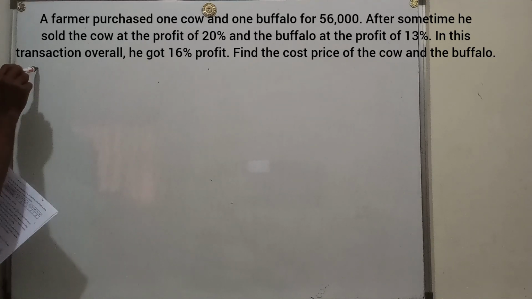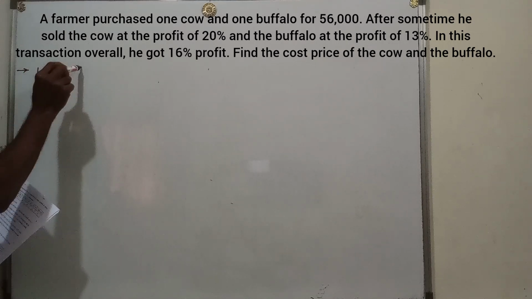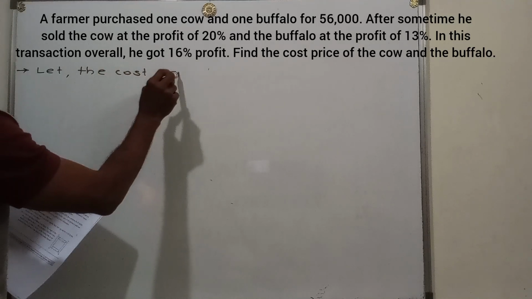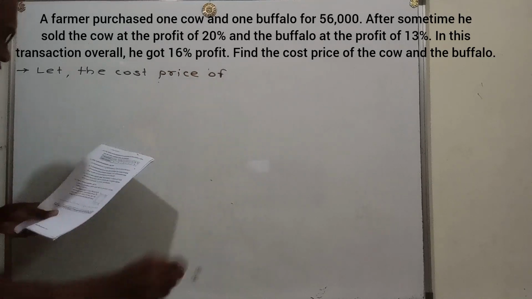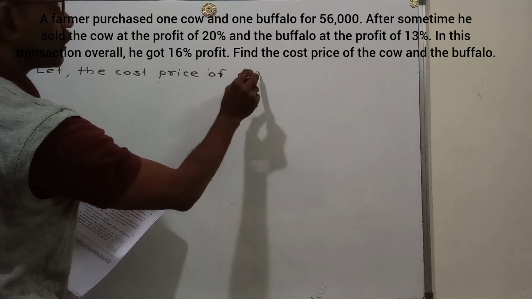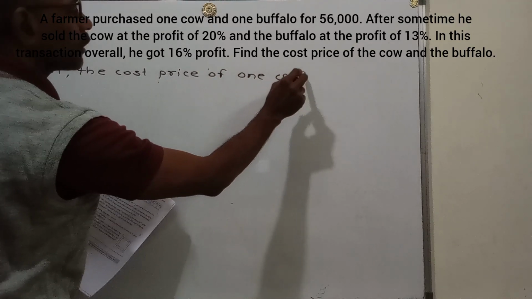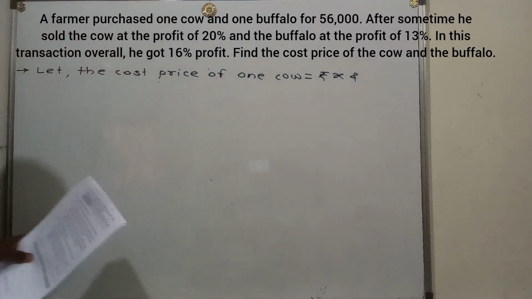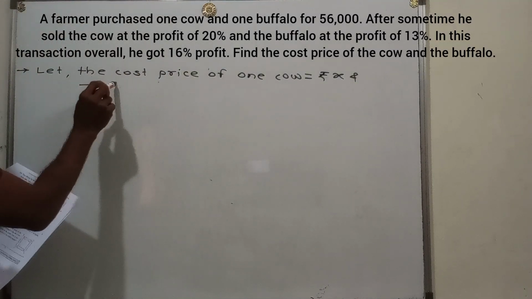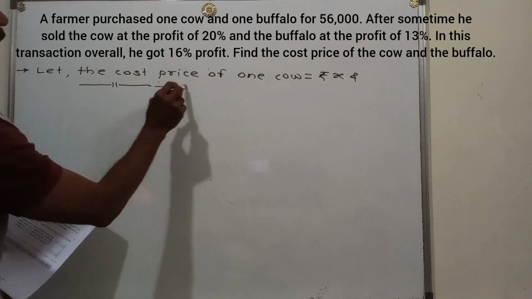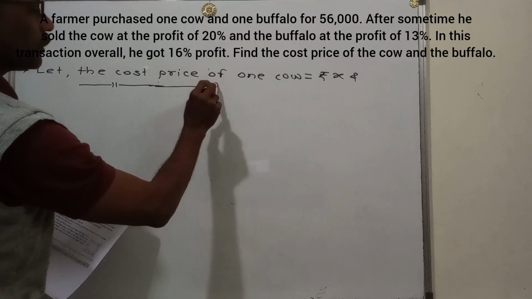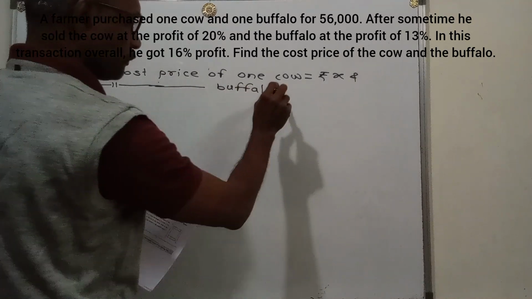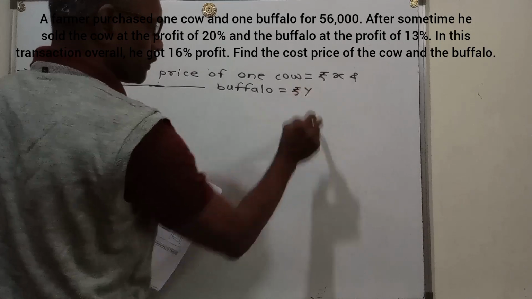So first we write here, let the cost price of one cow be equal to rupees X, and in the same way, the cost price of one buffalo is equal to rupees Y.